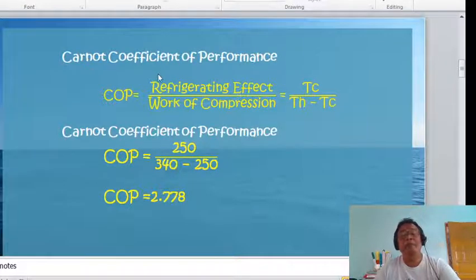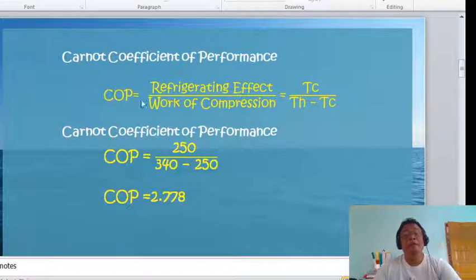And same as with here, multiplied by T high minus T cold multiplied by delta S. So delta S now will be eliminated. So this is now a function only of T cold over T high minus T cold. Take note, class, that the temperature values here should be absolute.